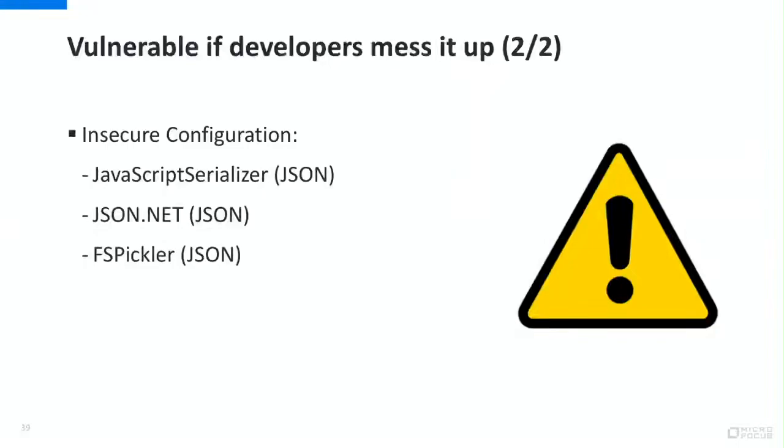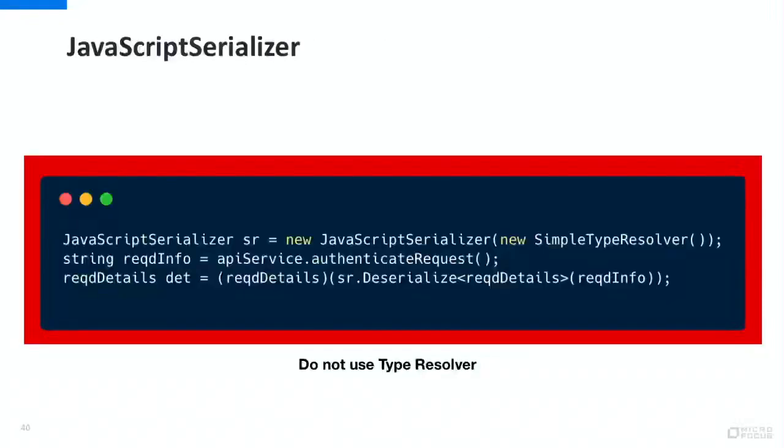Okay, so the third group is those serializers that are vulnerable in some specific configuration, right? Those are, for example, JavaScriptSerializer, which is the native Microsoft JSON deserializer, and Json.NET, which is the third-party one that is even more popular than the Microsoft one. So let's see the first one. This is JavaScriptSerializer.